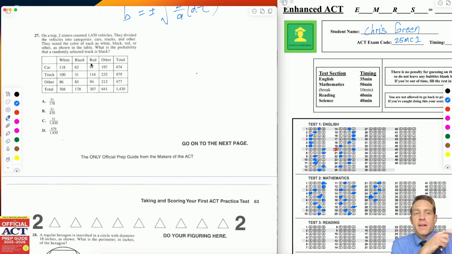The probability that a randomly selected truck is black is the same as saying, given that something is a truck, what are the chances that it's black? So only the trucks apply. You're only talking about this. And the answer would just be the black trucks out of the total trucks.